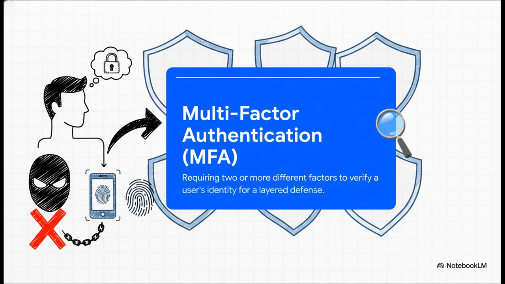By making you prove your identity with at least 2 of those different types of factors, you create layers. So a hacker could steal your password, your something you know, but they're still stuck because they don't physically have your phone. It is a massive, massive leap in security.